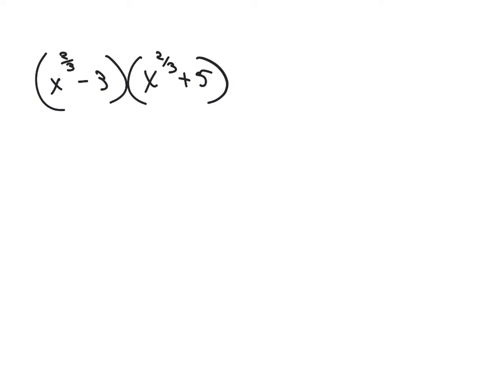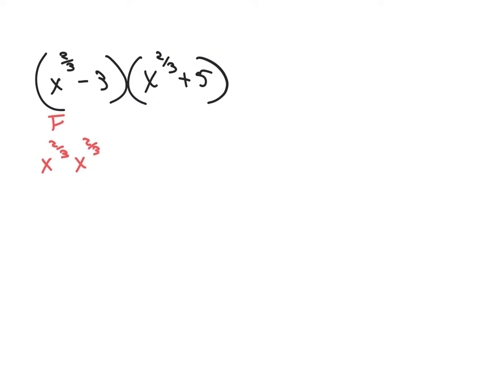So example number 2 on page 507. This is really done the exact same way as something like this would be. It's just using the FOIL method in order to solve this. So let's get rid of this and just do the FOIL method. And again, I'm not going to do anything with my exponents till the very end. So let's multiply the first. So that means we're going to multiply the x to the 2/3 times x to the 2/3.